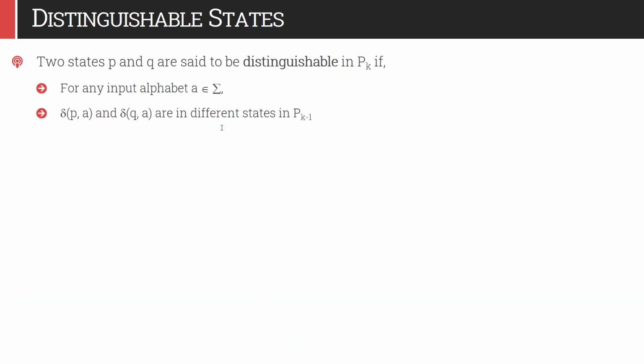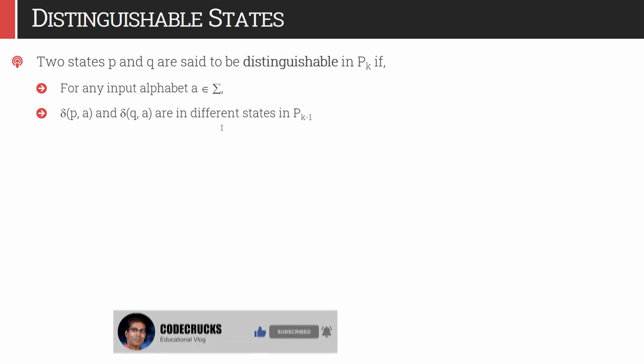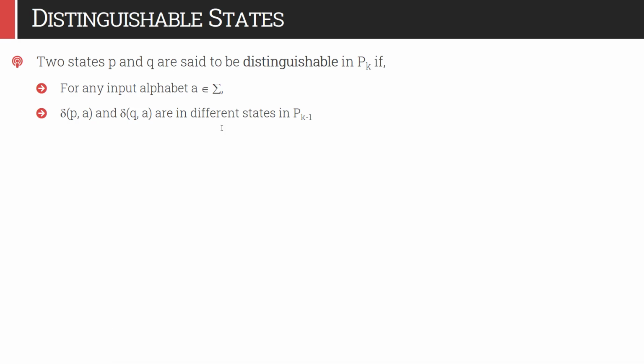Two states P and Q are said to be distinguishable in pk if for any input alphabet A belonging to sigma, we find the transitions of each state on the input alphabets. When we find the transitions of P and Q on all the alphabets A, B, C, D, whatever is given, and if they go to the same group in the pk minus 1 partition, then they are not distinguishable, because the transitions go to the same set of states. This term will be clearer when we discuss the example.